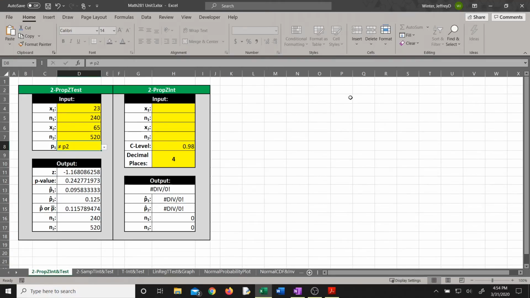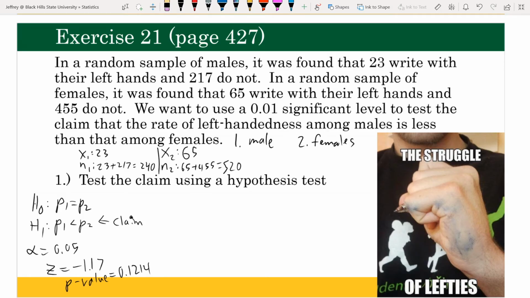And I went ahead and plugged all these numbers into our spreadsheet. And because this is less than P2, we get the Z test statistic as negative 1.17 and our p-value of 0.1213, or 0.1214 if you round it. In this case, our p-value is greater than 0.05. Because it is greater than our significance level, we failed to reject the null hypothesis.